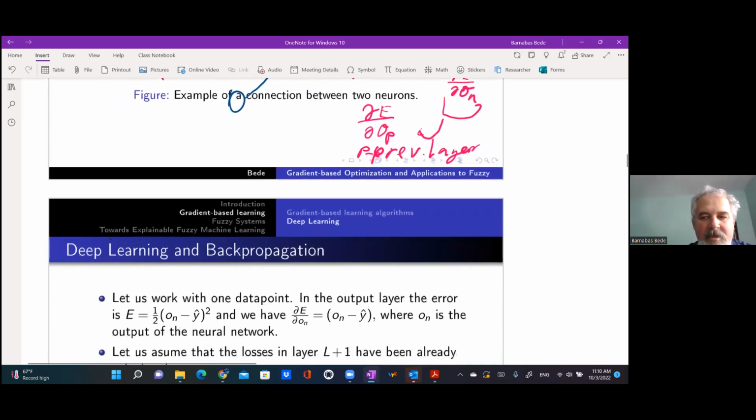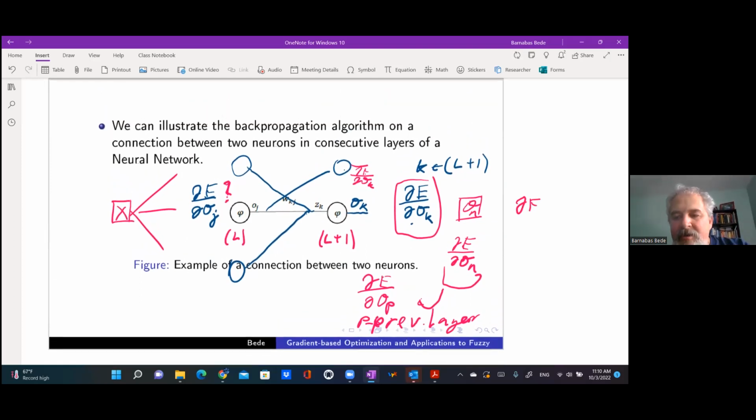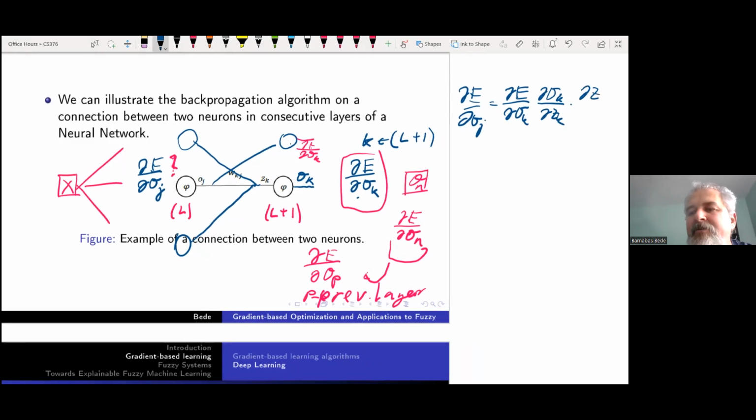So first step, let me put here on the side, I could calculate what is del E del OJ. Let me use a different color for this. So how do we calculate del E del OJ? The chain rule, basically it's the big old chain rule from calculus. You know del E del OK. So error depends on OK. Chain rule says that I should multiply with the dependence of the inner function. OK depends on ZK, so it's going to be del OK over del ZK. Then ZK depends on OJ, so I'm going to multiply by del ZK over del OJ.